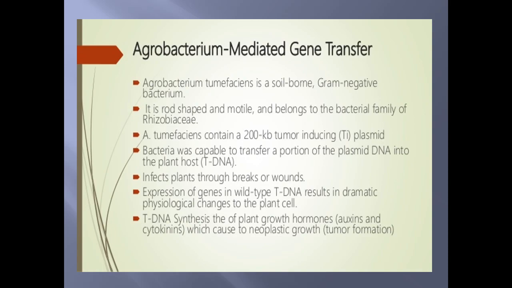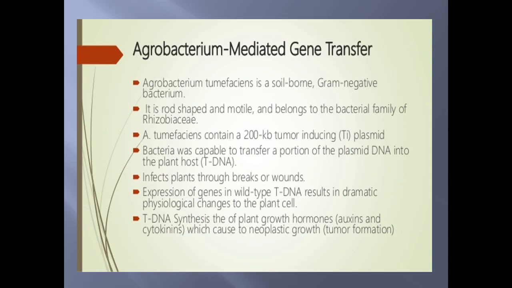So coming to the first method, that is Agrobacterium mediated gene transfer. Especially two types of Agrobacterium are used. Those are Agrobacterium tumefaciens and Agrobacterium rhizogenes. Agrobacterium tumefaciens is a soil-borne gram-negative bacterium. Soil-borne means it is mainly present inside the soil, and the gram nature of this bacterium is gram-negative. It is a bacillus, that is, it is rod shaped, and it is motile, and it belongs to the family called Rhizobiaceae.